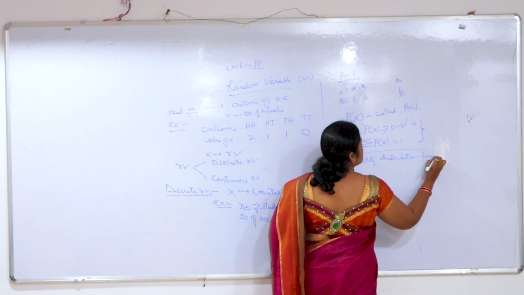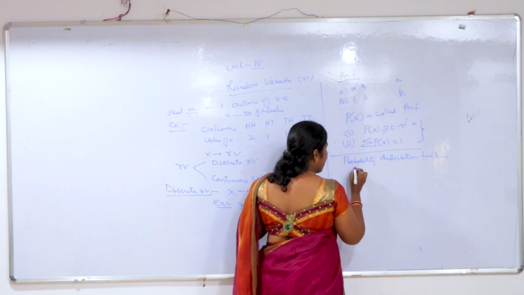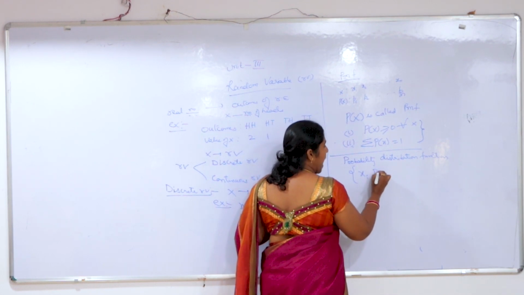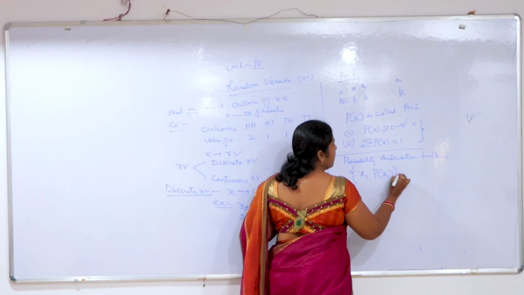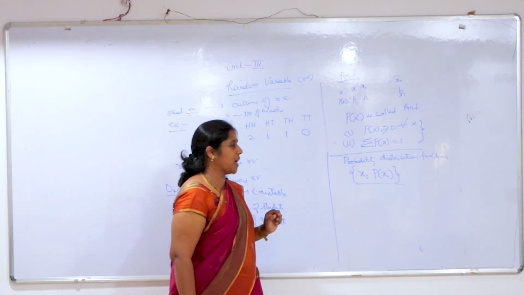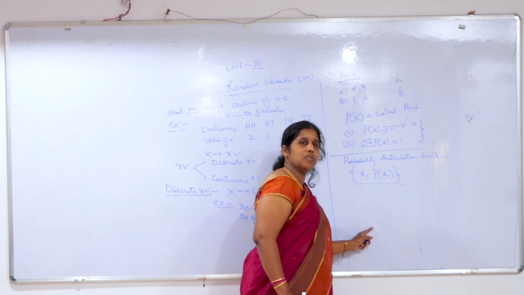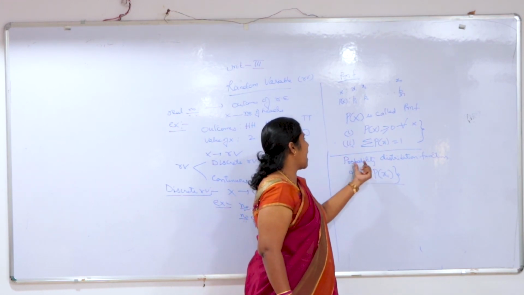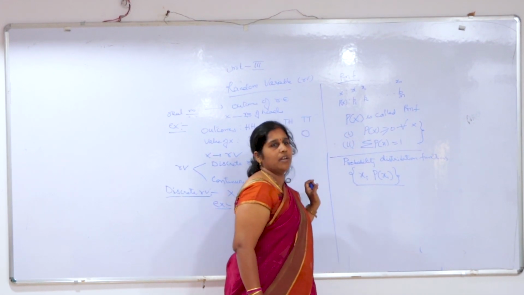So probability distribution function is nothing but the set of values containing xi values and p of xi values. Then this set we call it as probability distribution function. That means all x values and the corresponding probabilities put together. Then we call this set as probability distribution function.